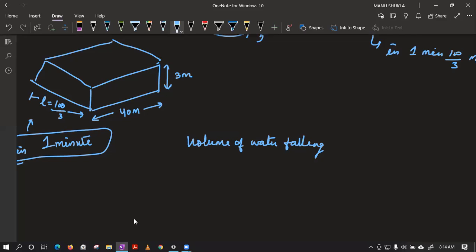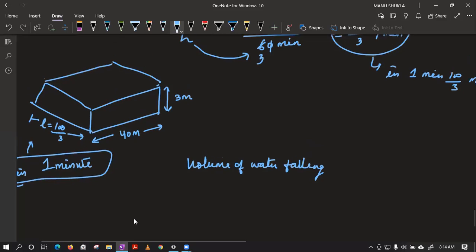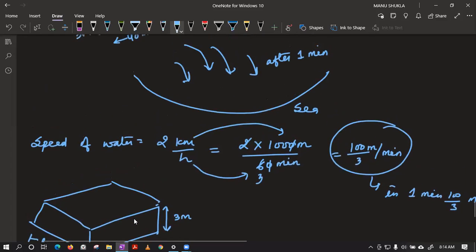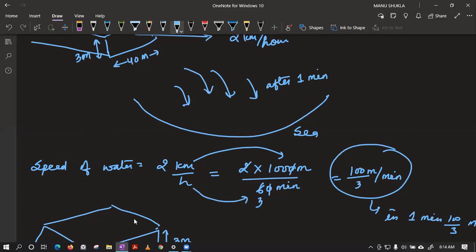Sir, it is not 100 upon 3 meters in 1 minute. I think it is 100 meter upon 3 minutes. No, no, no, Piyush, it is not like that. Actually, the unit is meter per minute only. This is my way of writing only, so don't get confused by this. It is a combined unit.